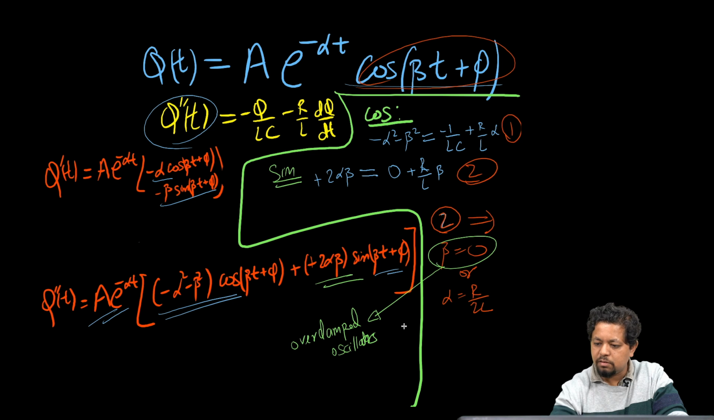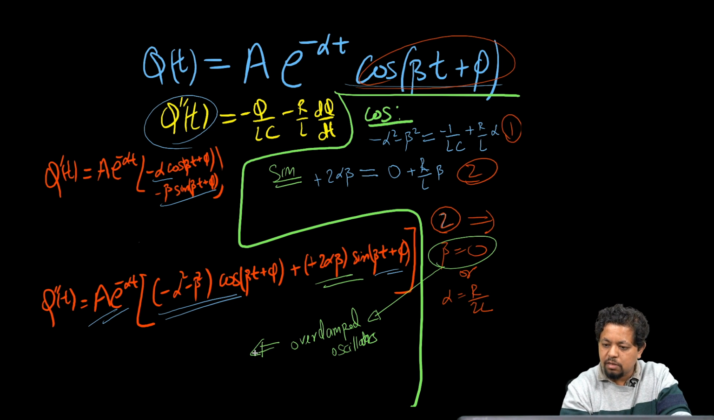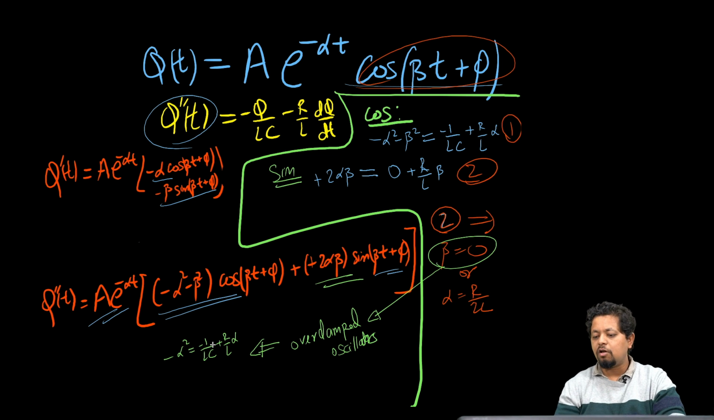When that happens, the first equation gives me the value of alpha. So for overdamped oscillators I get beta is 0, so I get minus alpha squared equals minus 1 over LC plus r by L alpha, which is a quadratic equation you can solve. You'll get 2 values of alpha, so there are 2 exponential decay rates for 2 different branches of alpha, and our general solution will be a linear combination of those 2. I will leave that for you to figure out.